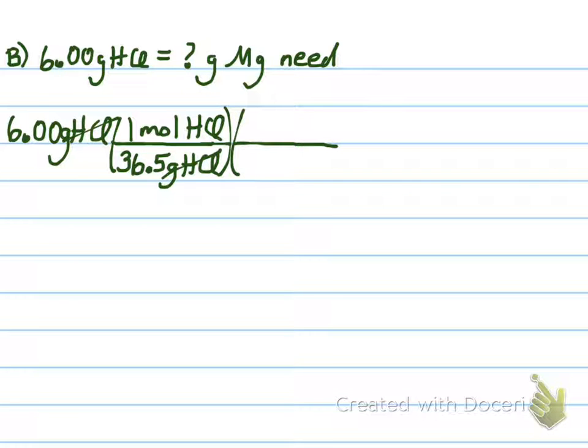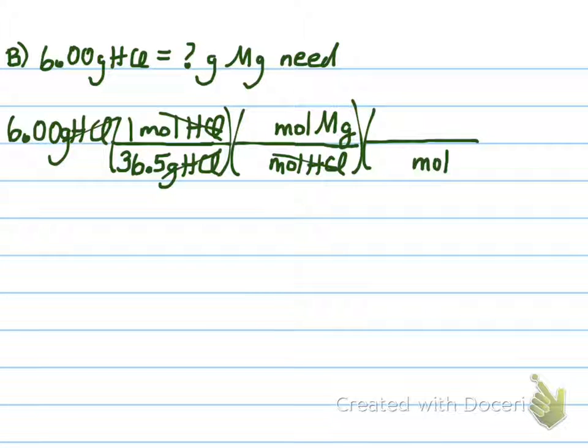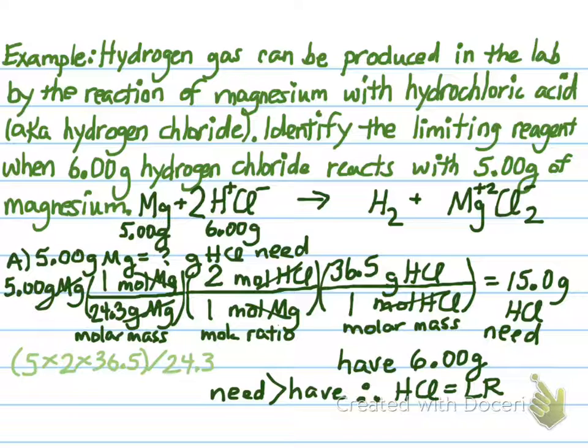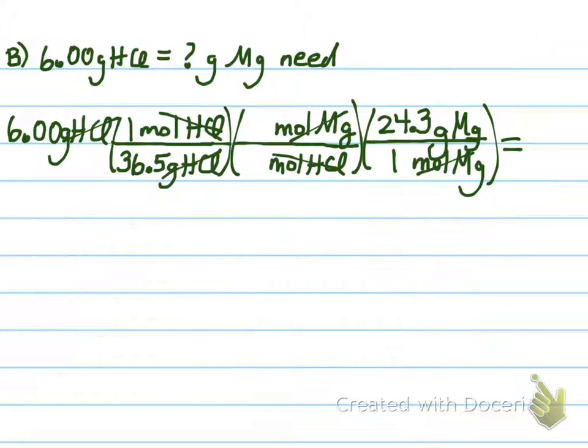Then I'm going to use my mole ratio. Moles of hydrogen chloride are on the bottom this time because they're on the top. And this time I'm going to moles of magnesium. And then moles of magnesium will be on the bottom. Grams of magnesium, so this is my molar mass of magnesium. Again, this will be the same as it was, 24.3 using our periodic table. These are our coefficients. So our coefficient on magnesium was 1 and hydrogen chloride was 2.